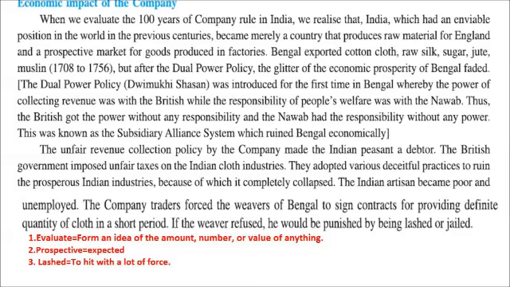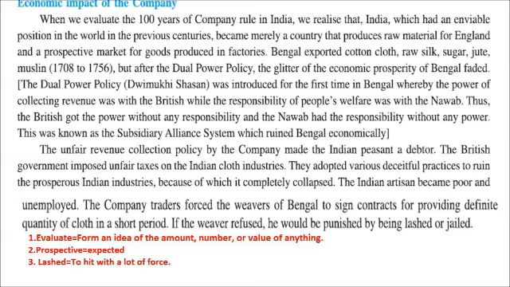Now this unfair, that is improper, tax collection policy by the company made the Indian artisans, farmers, everyone, that is the peasant, a debtor. Debtor matlab qarzdar. The British government started imposing, that is putting or laying, unfair taxes on Indian cloth industries. So we were being destroyed more and more every time.